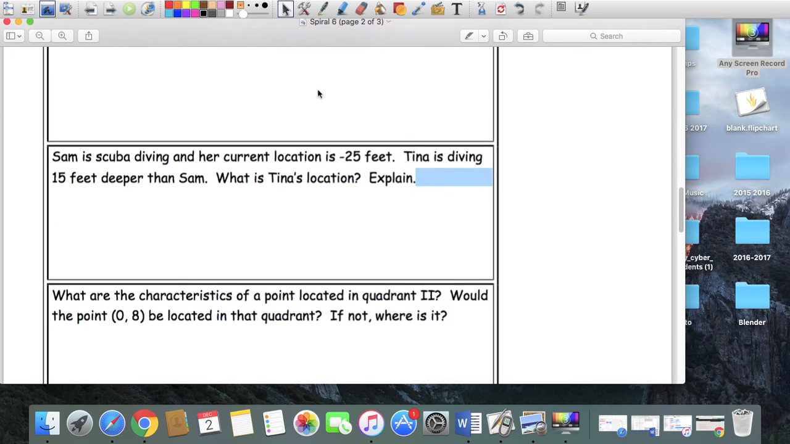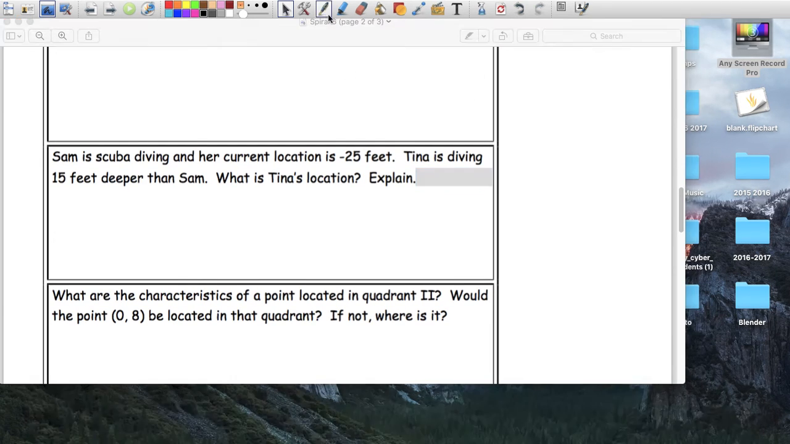Sam is scuba diving. So I pretend here's the water, and she's at negative 25 feet. So she's somewhere over here. Okay, she's diving. Let's call this negative 25 feet. And obviously this would be 0.